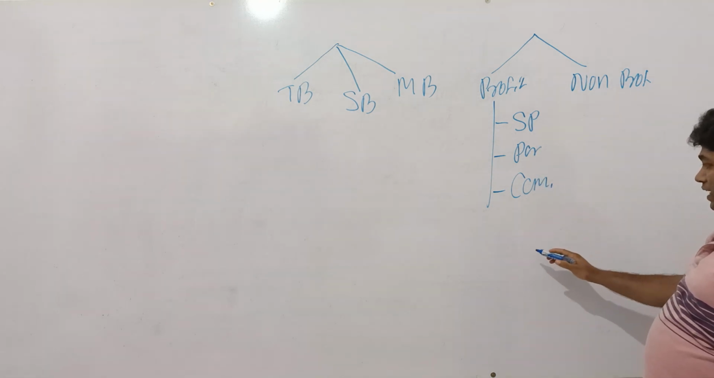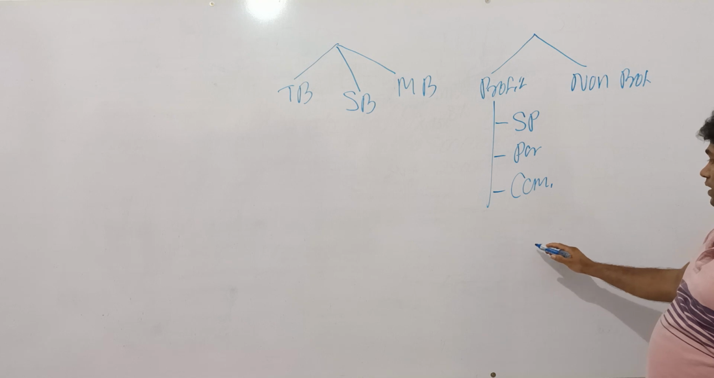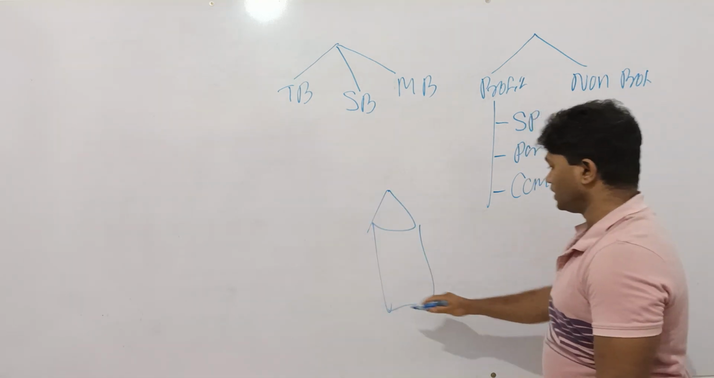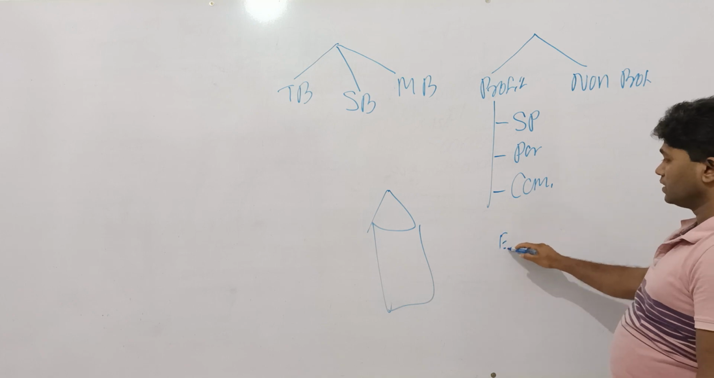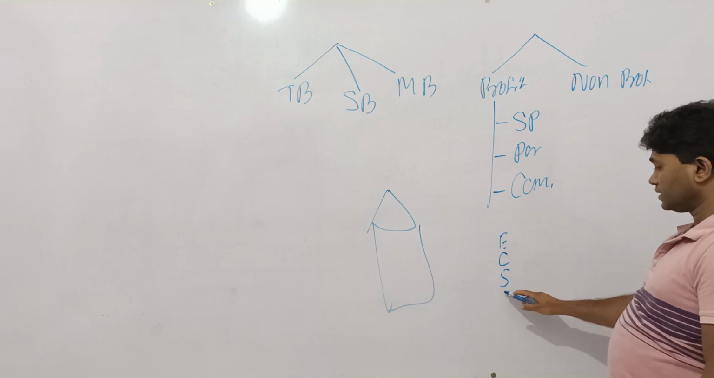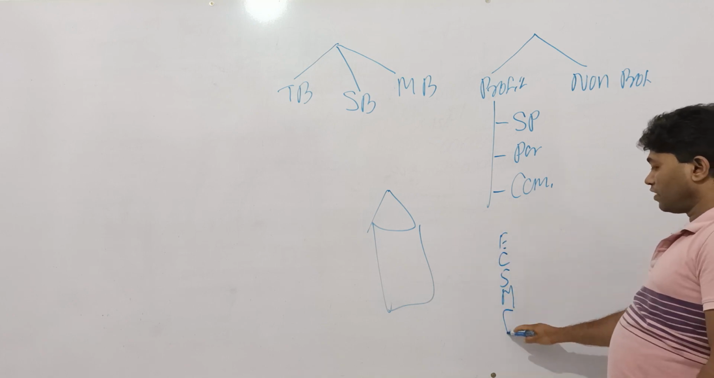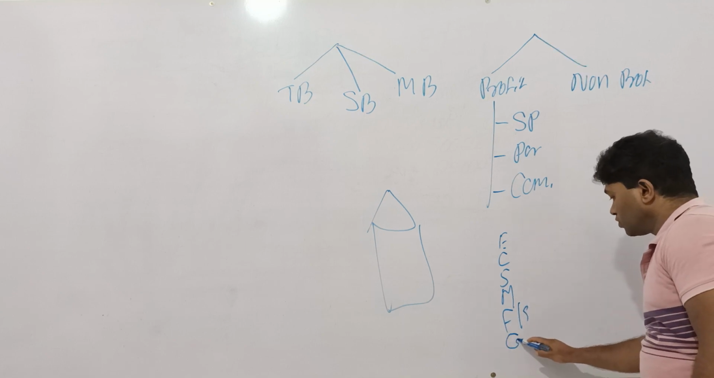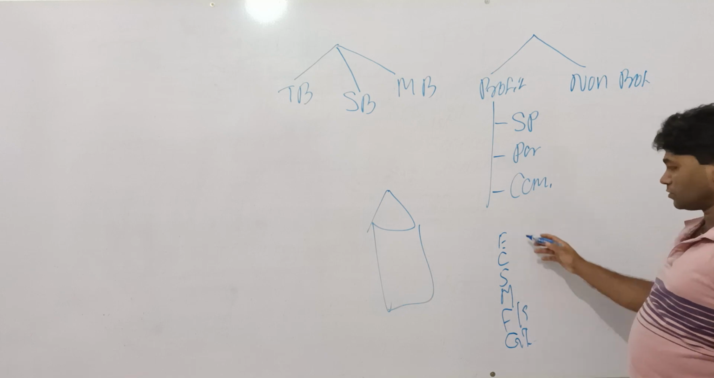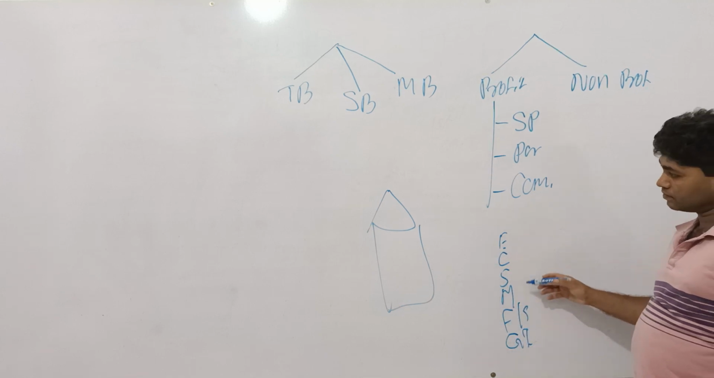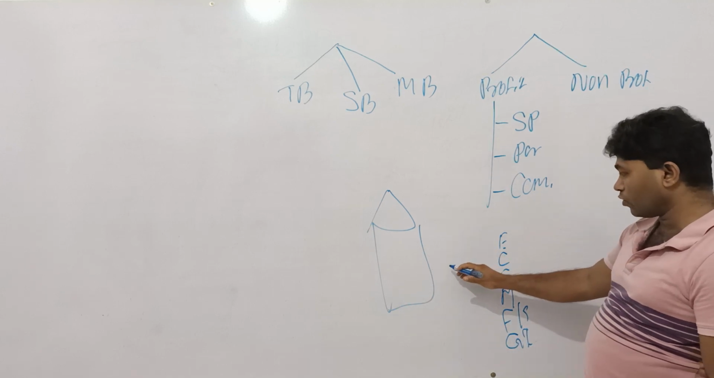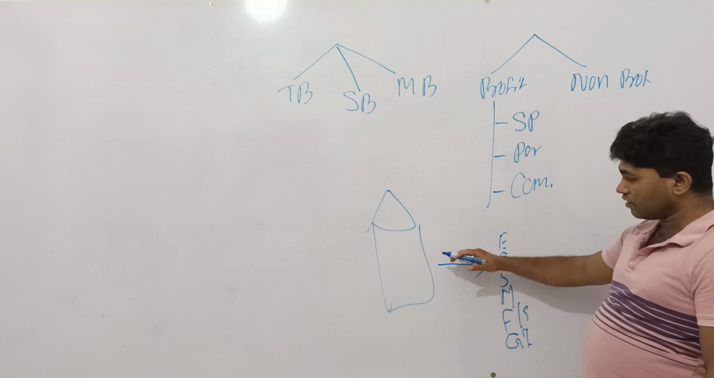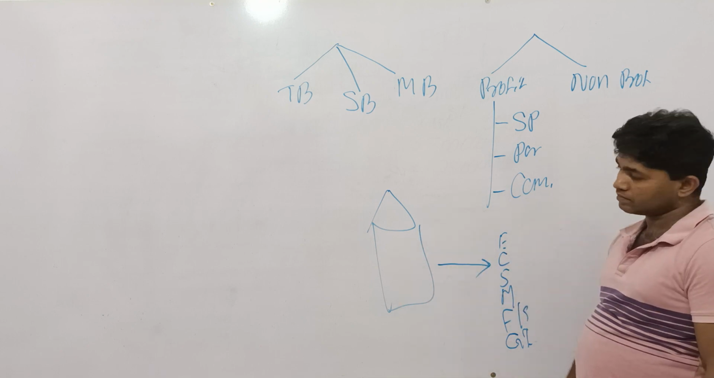Our duty in accounting is to provide information to the interested parties. All business organizations have interested parties: employees, customers, suppliers, managers, financial institutes, as well as government institutes. Those are called interested parties of the business organization. Therefore, we are going to prepare financial statements.